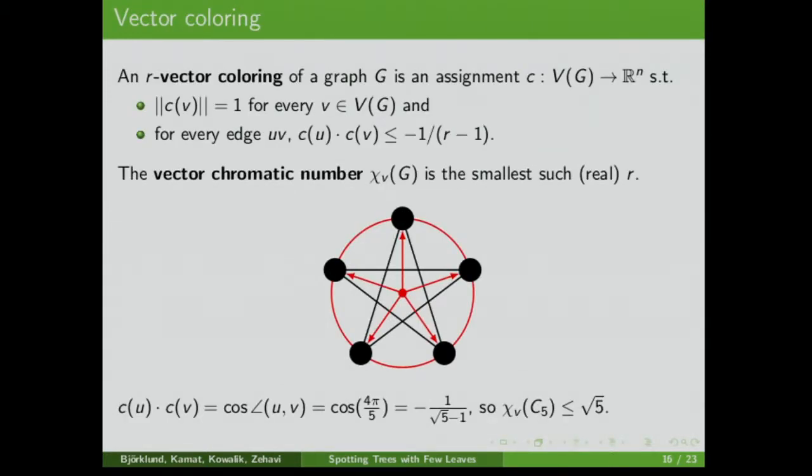And the last coloring we considered is vector coloring.